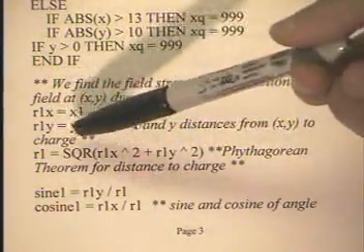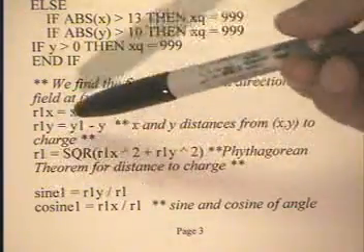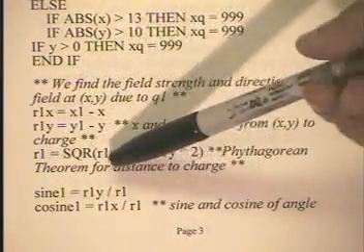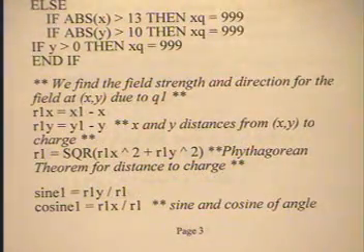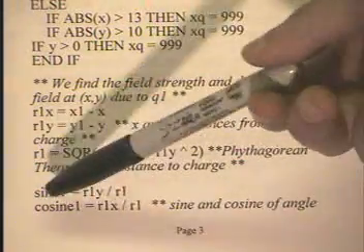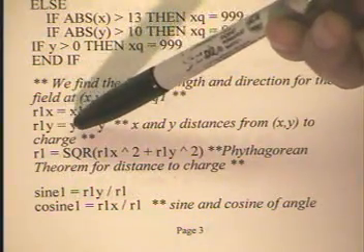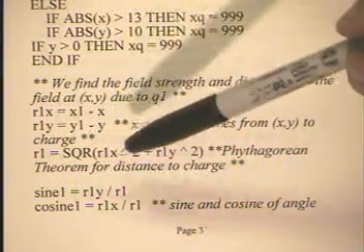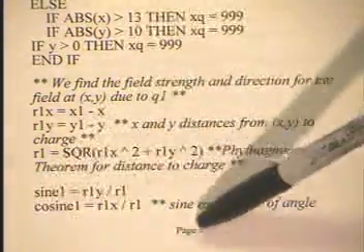To find the distance between our field point and our charge at Q1, we just use the Pythagorean theorem on R1x and R1y. We take the square root of the sum of the squares and get our distance from the charge. So it's all very simple. We're just using our Pythagorean theorem and a little bit of trigonometry. Sine 1 stands for the sine of the angle made by the vector from x1, y1 to xy. In other words, from our charge to our field point. So there's the sine of the angle of the vector.